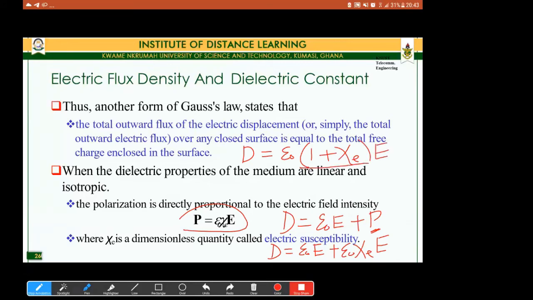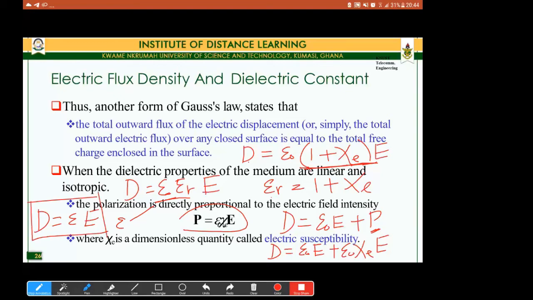And this factor here, 1 plus chi E, is another factor we call the relative permittivity. Epsilon R is given by 1 plus chi E. And if you replace 1 plus chi E with epsilon R, then what you get is that eventually D becomes equal to what? Epsilon naught epsilon R times what? E. And epsilon naught times epsilon R also is actually the permittivity of the material, called epsilon. So simply D becomes equal to epsilon E. So for a material medium, not free space, the electric flux density D equals epsilon E.